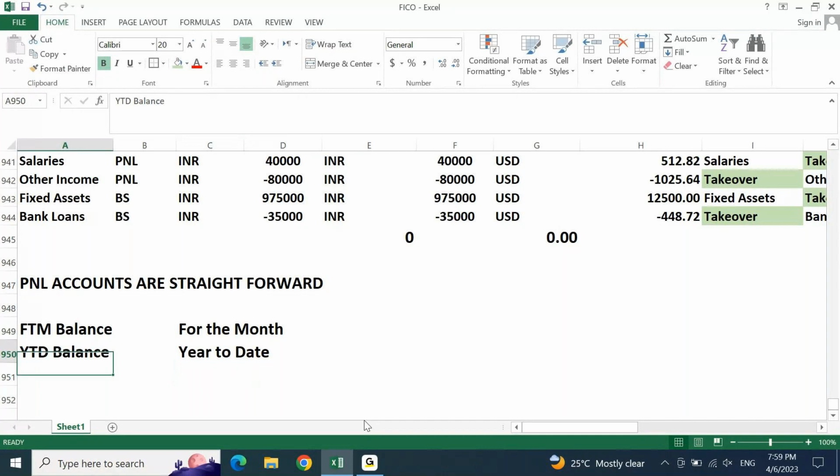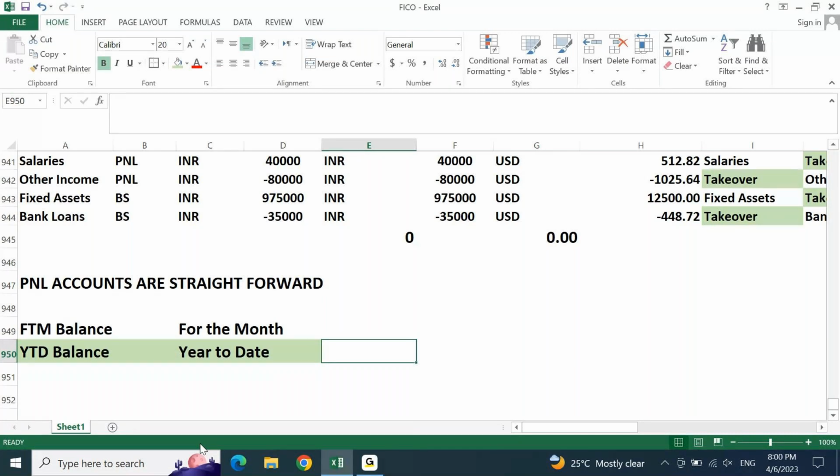Okay. Now, if you are talking about P&L accounts, which balance do you need? For the month, or year to date? Trial balance is always year to date balance. So your TB, especially when you get it from your client for data migration or for legacy data upload, you will always get year to date balances.